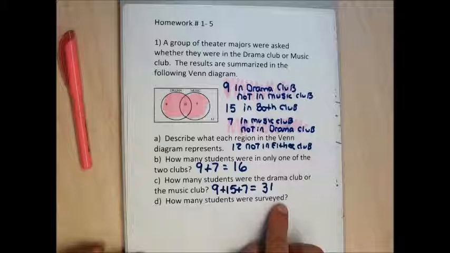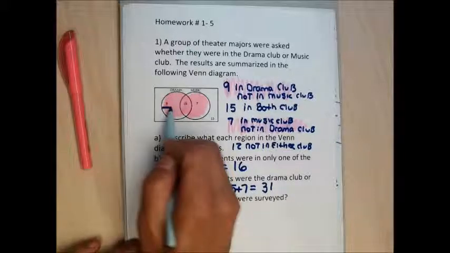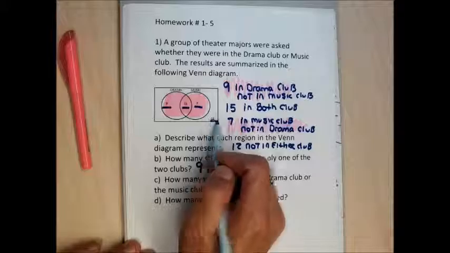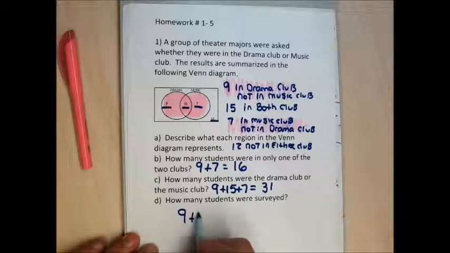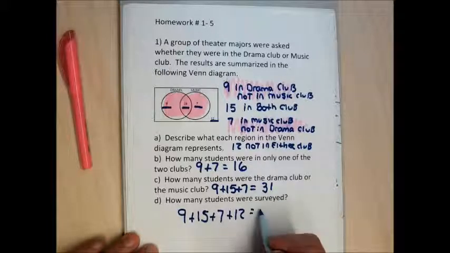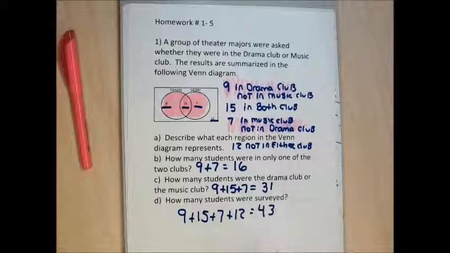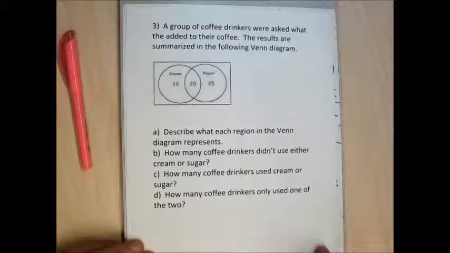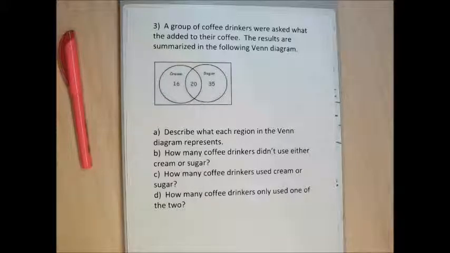Last part of this, how many students were surveyed? I just add up any number in any of the regions. So I'm going to add up all 4 numbers, the 9, the 15, the 7, and then this 12. And assuming I haven't made a math error yet, I think that's 43. 19, 29. Yeah, I think that's right. So I'm going to show you number 2. And let you give number 3 a go.